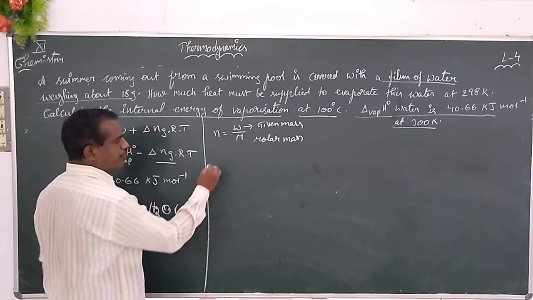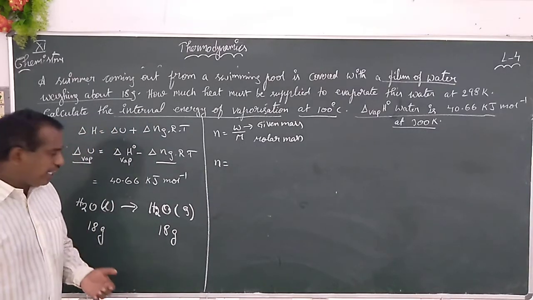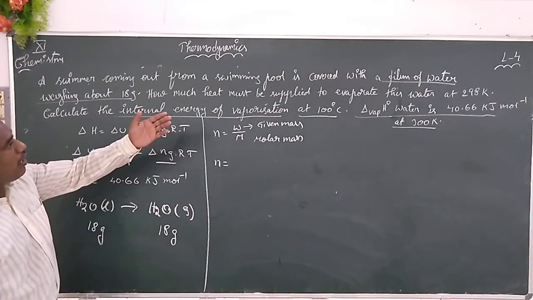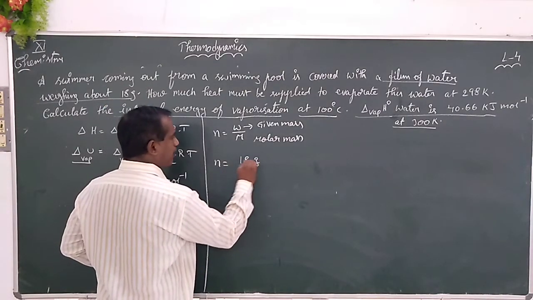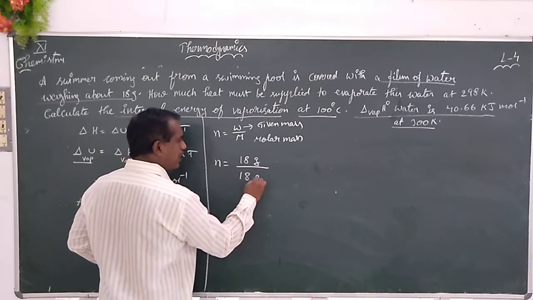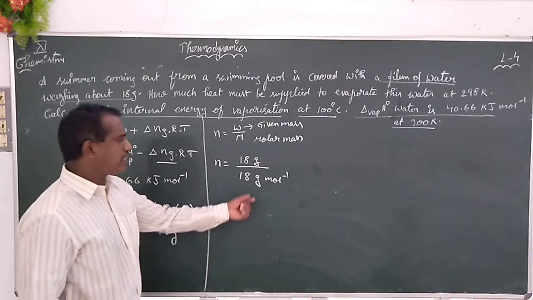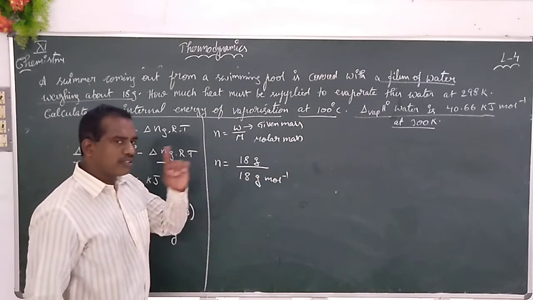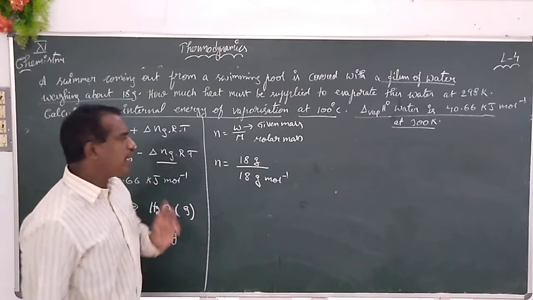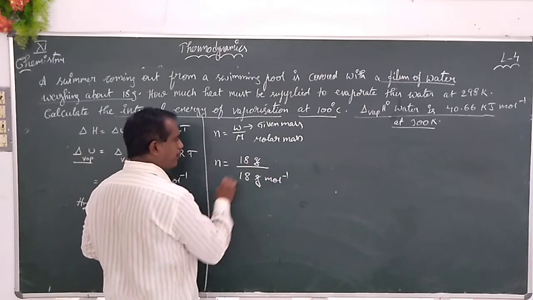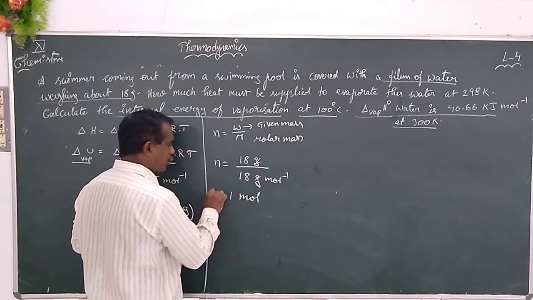Don't forget this. So number of moles is equal to, what is the compound they have given? Water. How much film of water? 18 grams they have given. So given mass is 18 grams. What is the molar mass? Expressing grams in mole, where 1 mole is called the molar mass. The molar mass of water is also 18 grams mole inverse. So grams and grams cancel out, and the number of moles is equal to 1 mole.